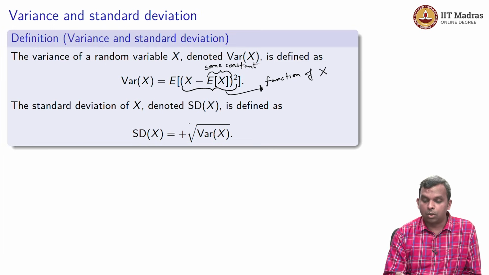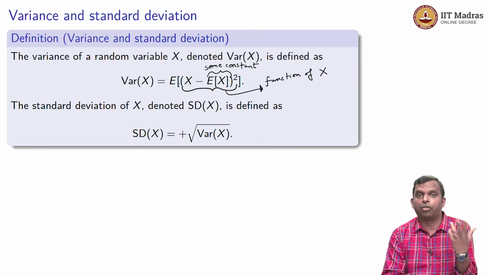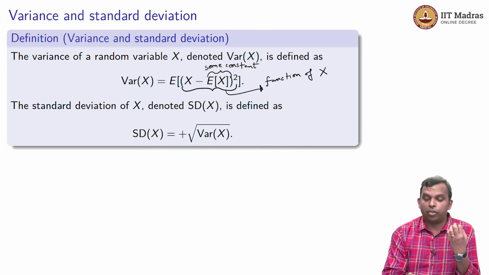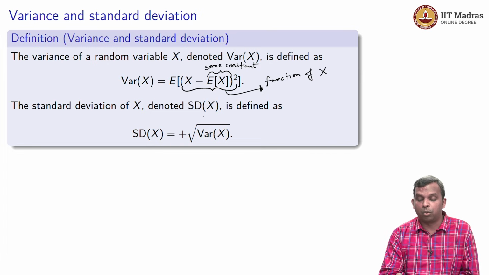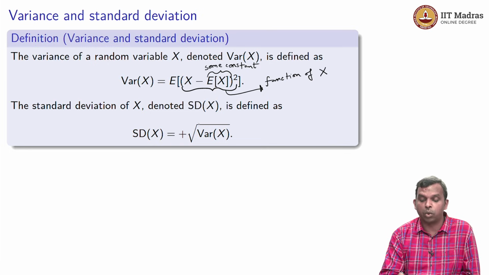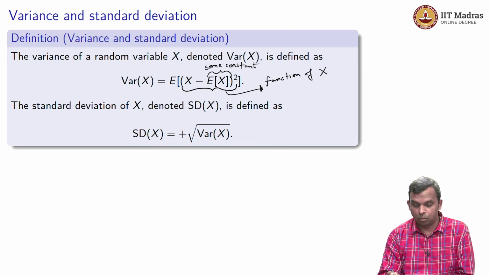The variance involves a squaring of X in some sense. So if X has some units, it makes sense that the square root of the variance will also have some meaning, and that is where the standard deviation comes from. Standard deviation is simply the positive square root of the variance.